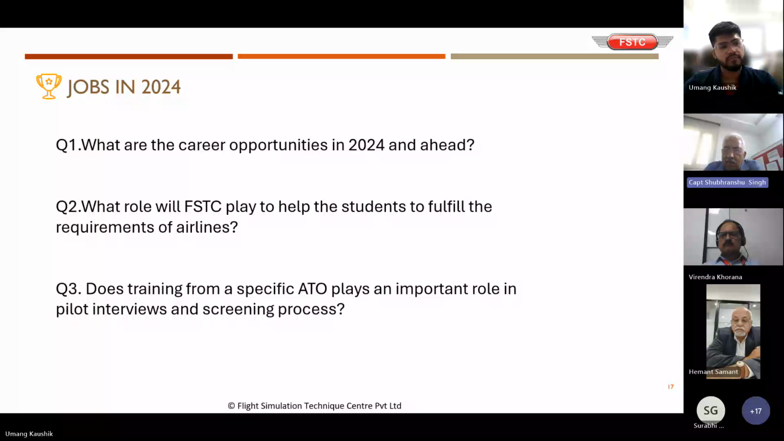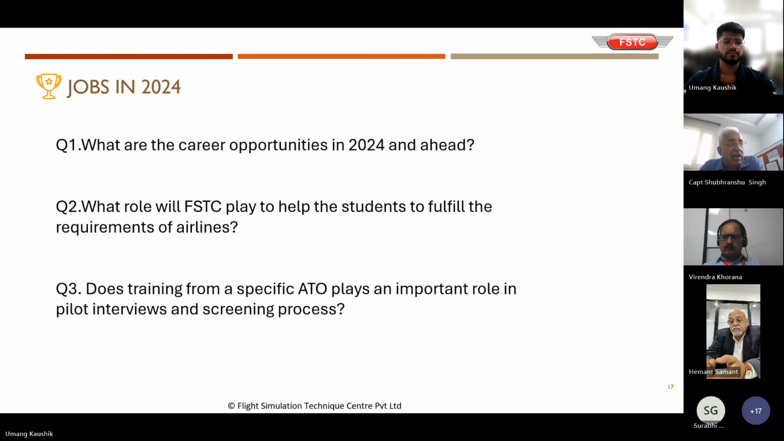Then I realized, sitting on the other side, that there was a marked difference between the standard of young pilots who had done their type rating from FSTC. So after that, the way I used to conduct an interview for a pilot was, where have you done your type rating? That was the first question I used to ask. And if he comes out saying FSTC, then the next question was, when? That's it. Those two questions.